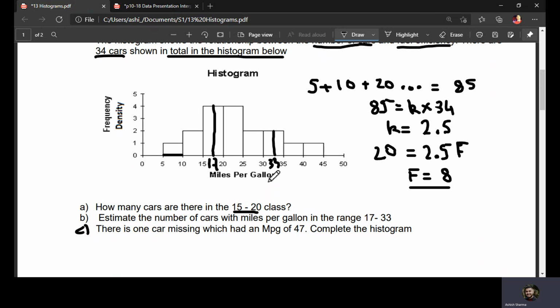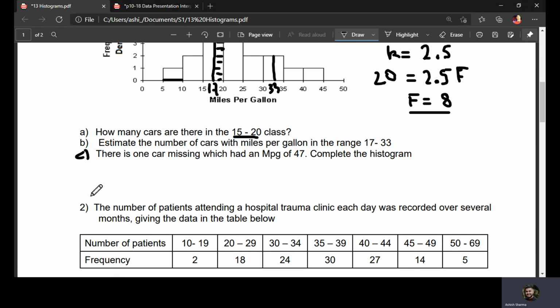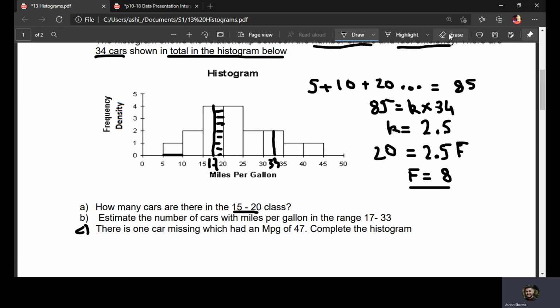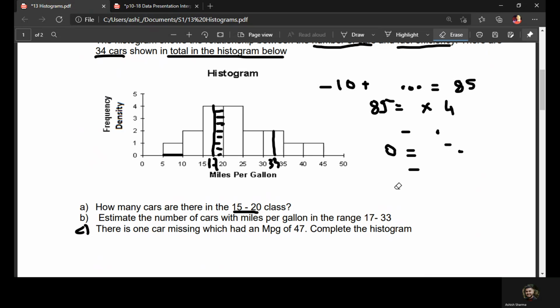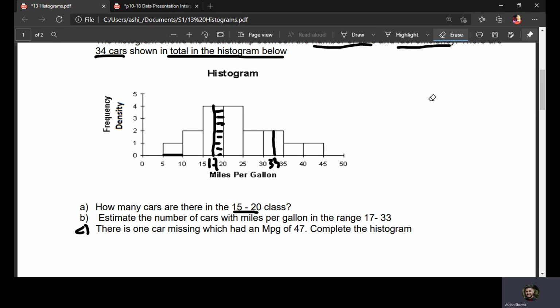We've got to estimate. So let's try and think about the total area that we've got here. Now again, we've got a little bar here between 17 and 20. Okay, so I'm going to rub this out here. So I've got 17 to 20.